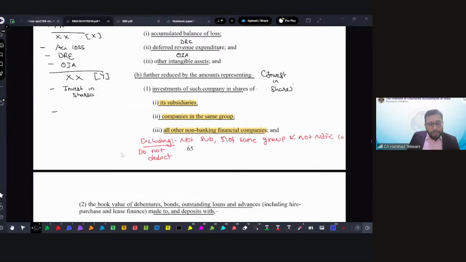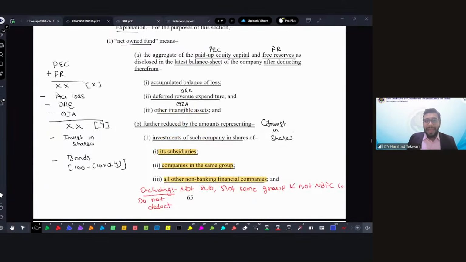So I will remove the amount here, bonds. Let's say the amount of bonds is 100. That has to be 100 minus 10% of Y amount. That much amount I will reduce. 10% of Y. What is Y? Y is the amount that we have received after deducting the accumulated losses, deferred revenue expenditure, and other intangibles. This one.